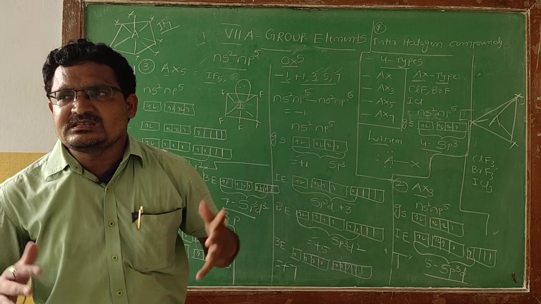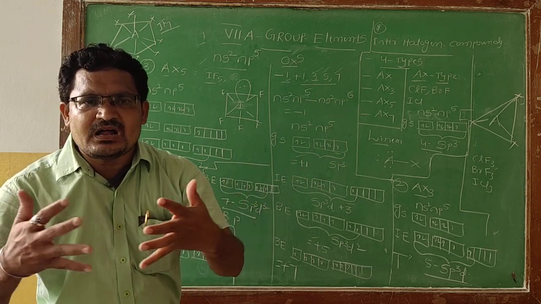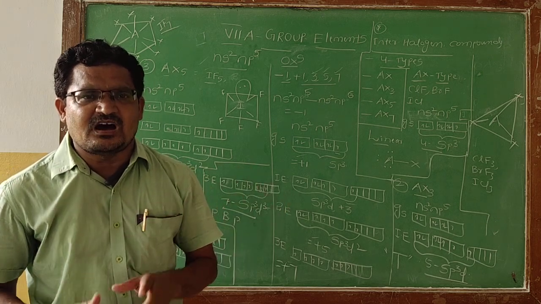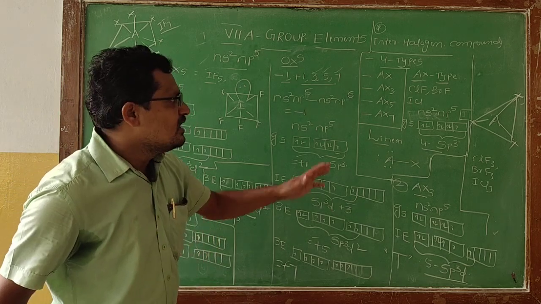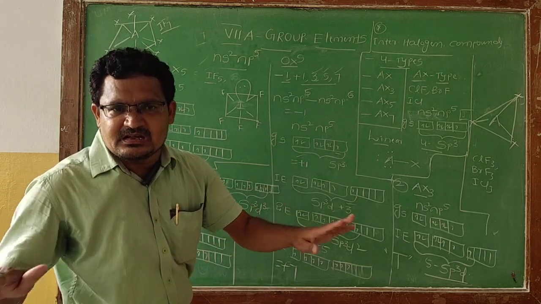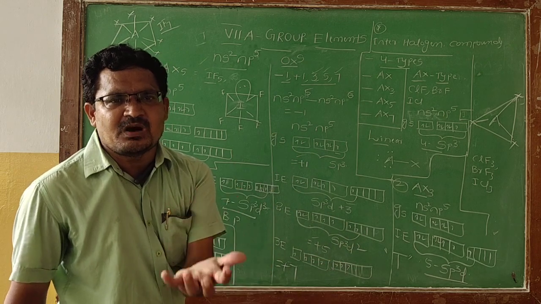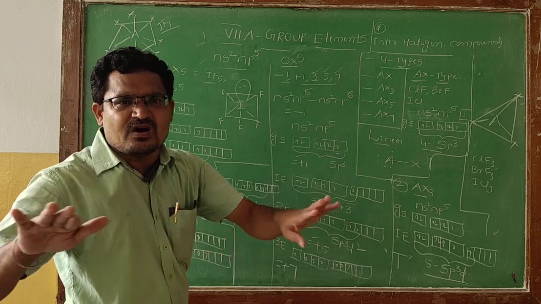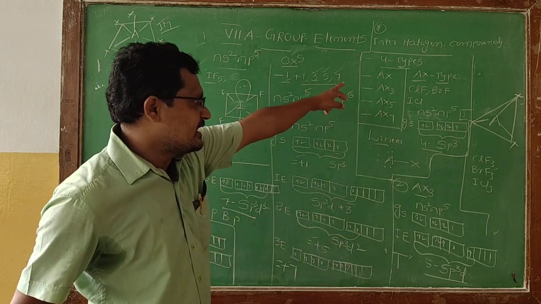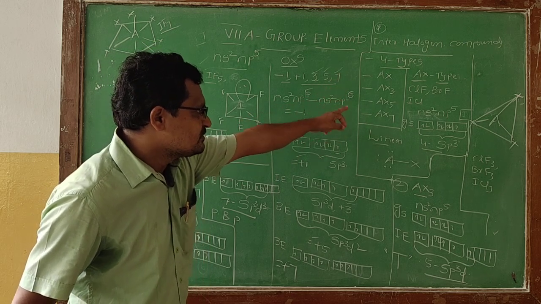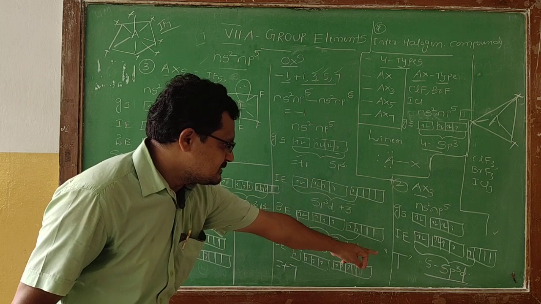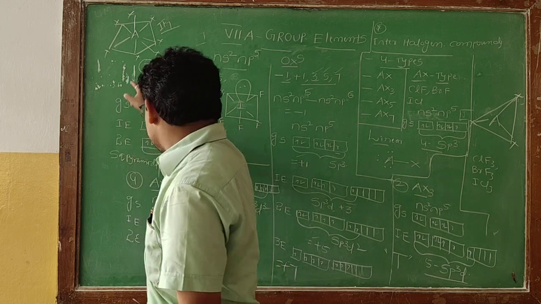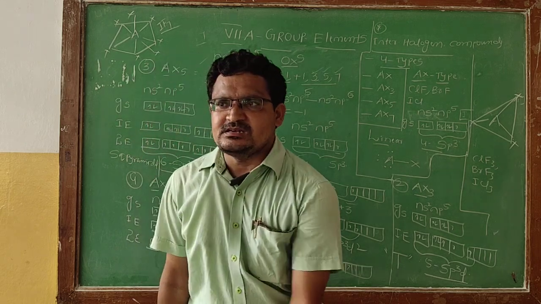Next, inter-halogen compounds. What is the definition of an inter-halogen compound? When two different halogen atoms react with each other, they are called inter-halogen compounds. Fluorine cannot form the central atom. Reason: fluorine is small in size and has high electronegativity. That's why fluorine cannot form the central atom. So these are 4 types: AX, AX3, AX5, AX7. AX sp3 hybridization, AX3 sp3d hybridization, AX5 sp3d2 hybridization, AX7 sp3d3 hybridization.